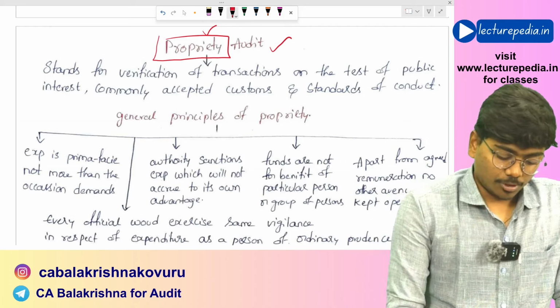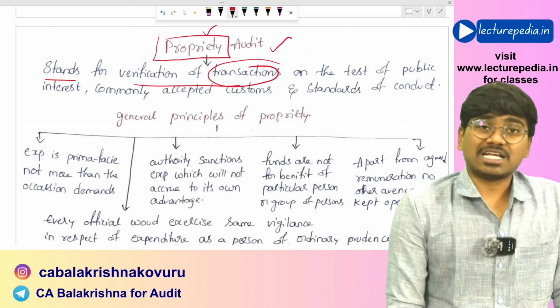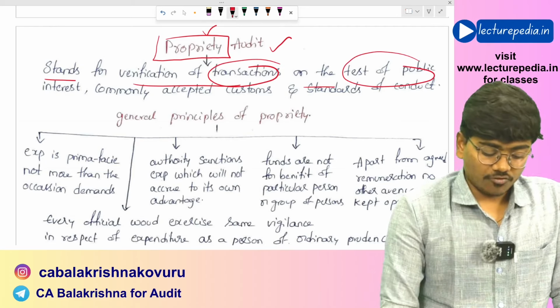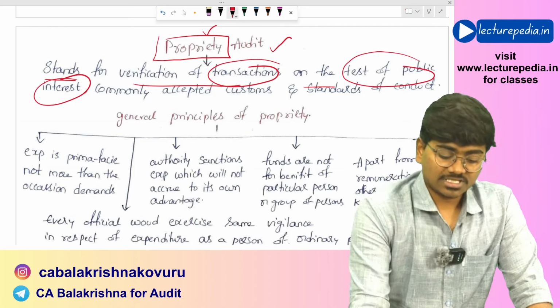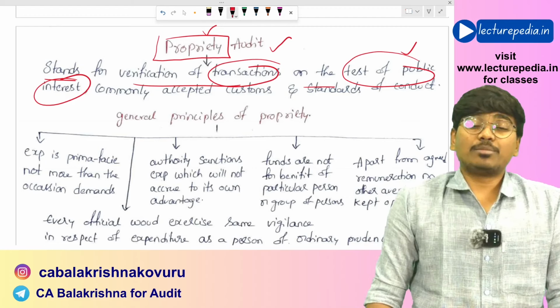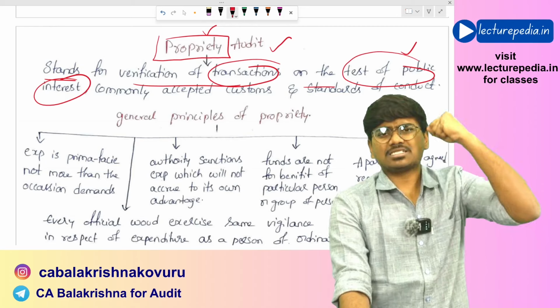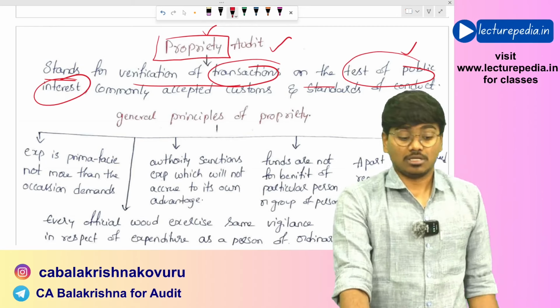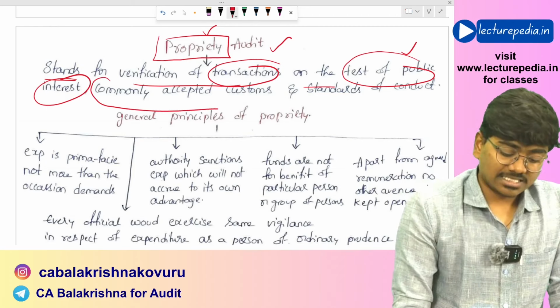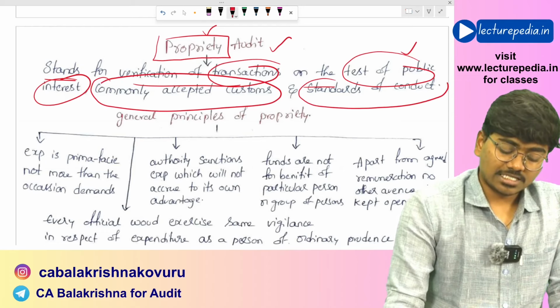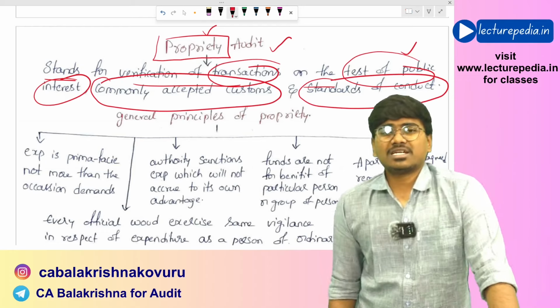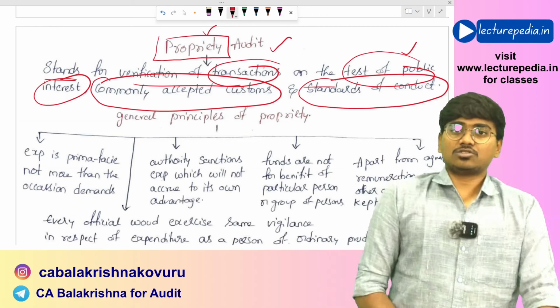See, propriety stands for verification of transactions on the test of public interest. Okay, the first element is the test of public interest, whether the amount has been utilized in the best interest of the public or not, and commonly accepted customs and standards of conduct. What are commonly accepted customs and standards of conduct?